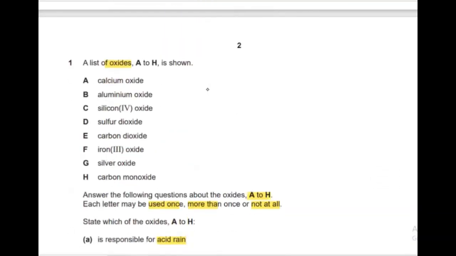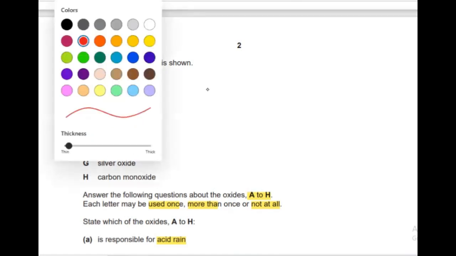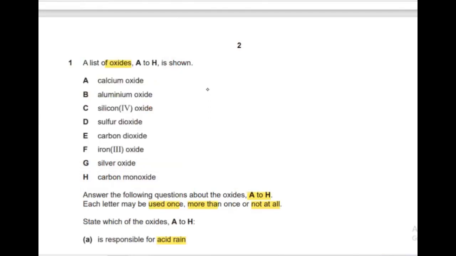Now, this is question number 1, and this question is regarding the oxides from A to H. So answer the following questions about the oxides A to H. Each letter may be used once, more than once, or not at all. So a student will have to answer in the form of A to H. Don't write the name of the oxide. I'm also going to tell you some extra information about this paper as well.